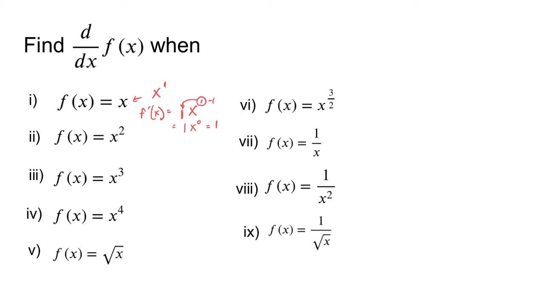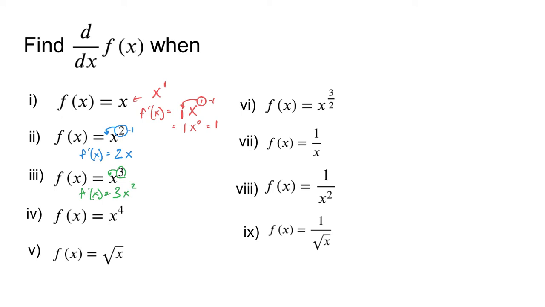What about the second one? F of x is equal to x squared. According to my derivative rule, I take that 2, I put it down front, and I reduce my exponent by 1. So f prime of x is equal to 2x to the first power. The next one: x to the third power. Again, we take that 3, we put it down front, 3 times x, and we reduce the exponent by 1: 3x squared.